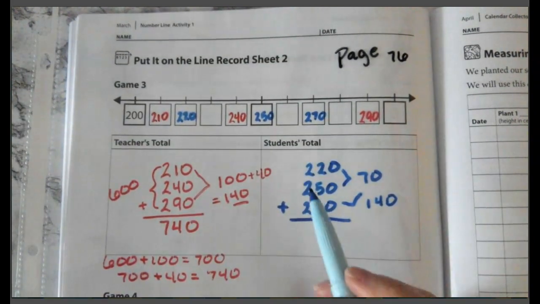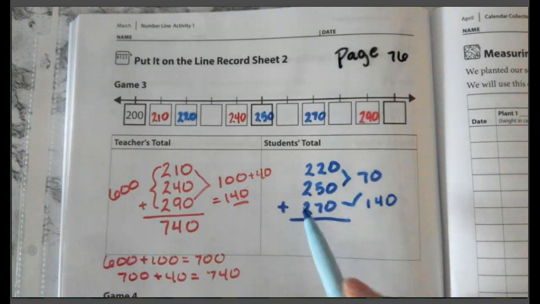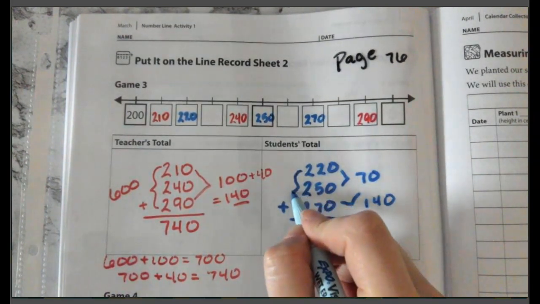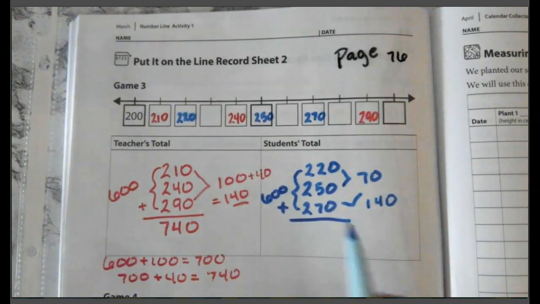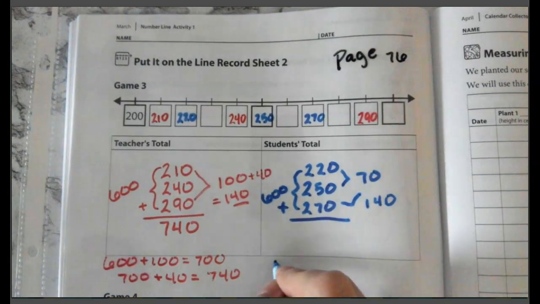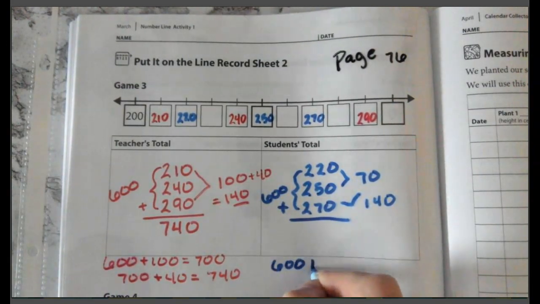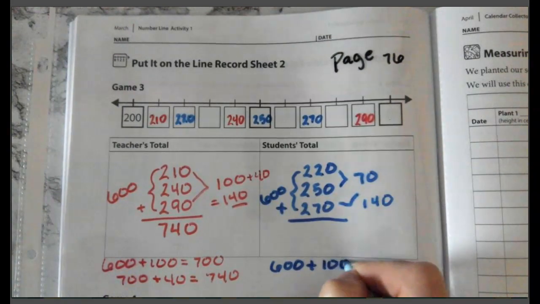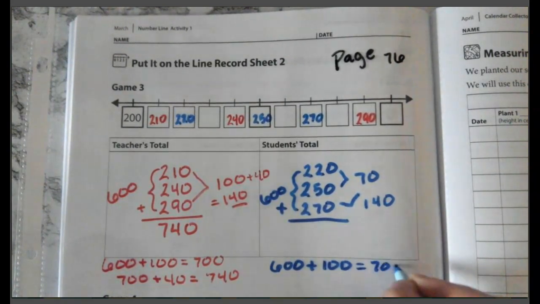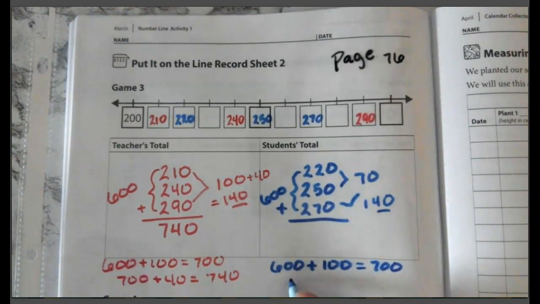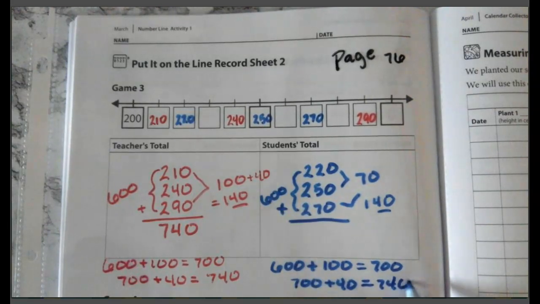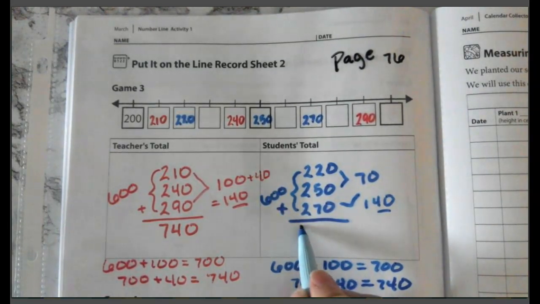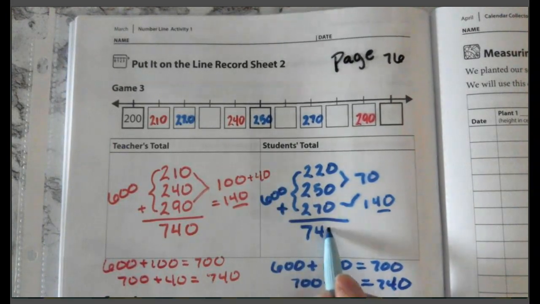I can also see that I have 600s over here, so I'll add those together. Well, I know 600 plus another 100 is 700. And I know I still need my 40. So 700 plus 40 equals 740. So your score is 740.